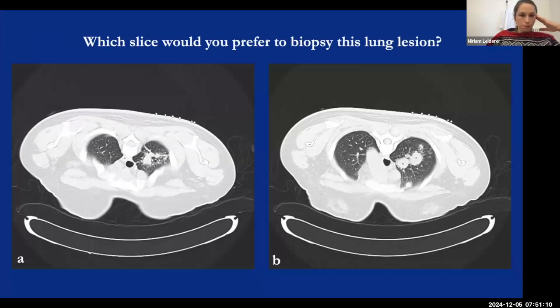So I think this is pretty much one of the last slides now. Which slice would you prefer to biopsy this lung lesion on? So usually for lungs we would use CT guidance. Obviously that doesn't usually work with ultrasound very well. So there's two slices of the same lesion in the same patient, and which one would you pick?